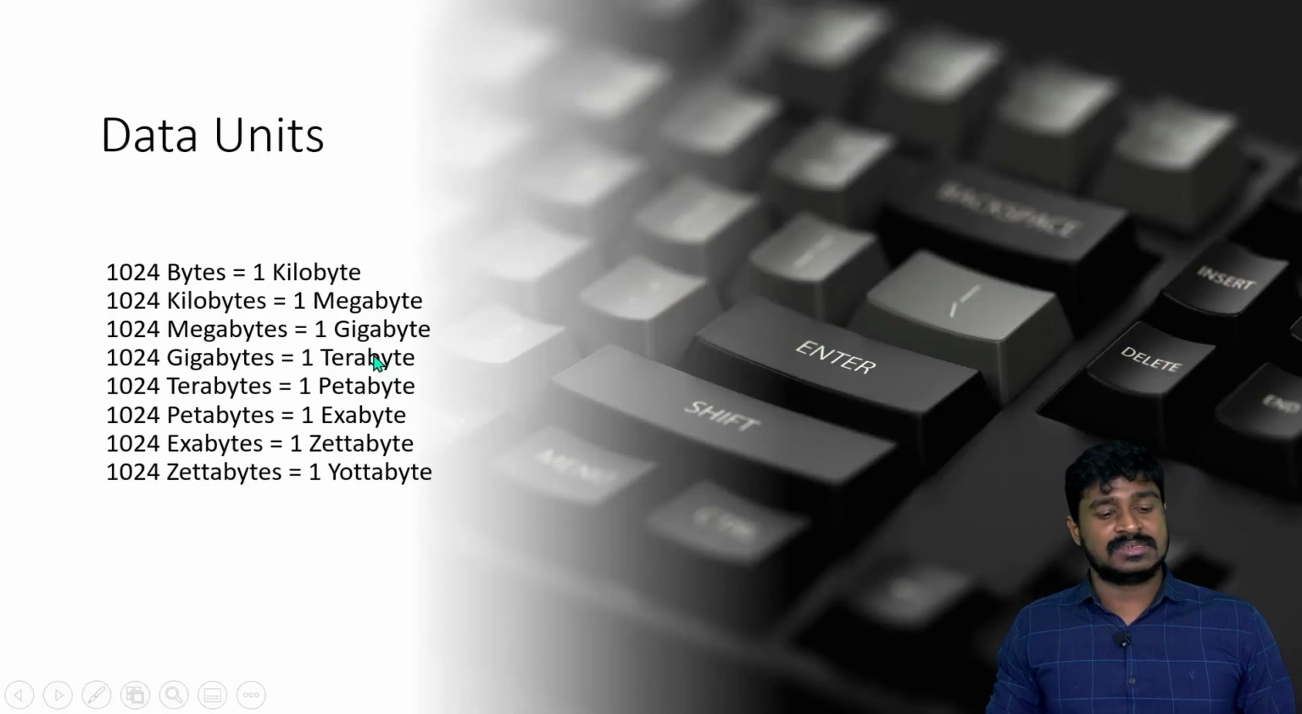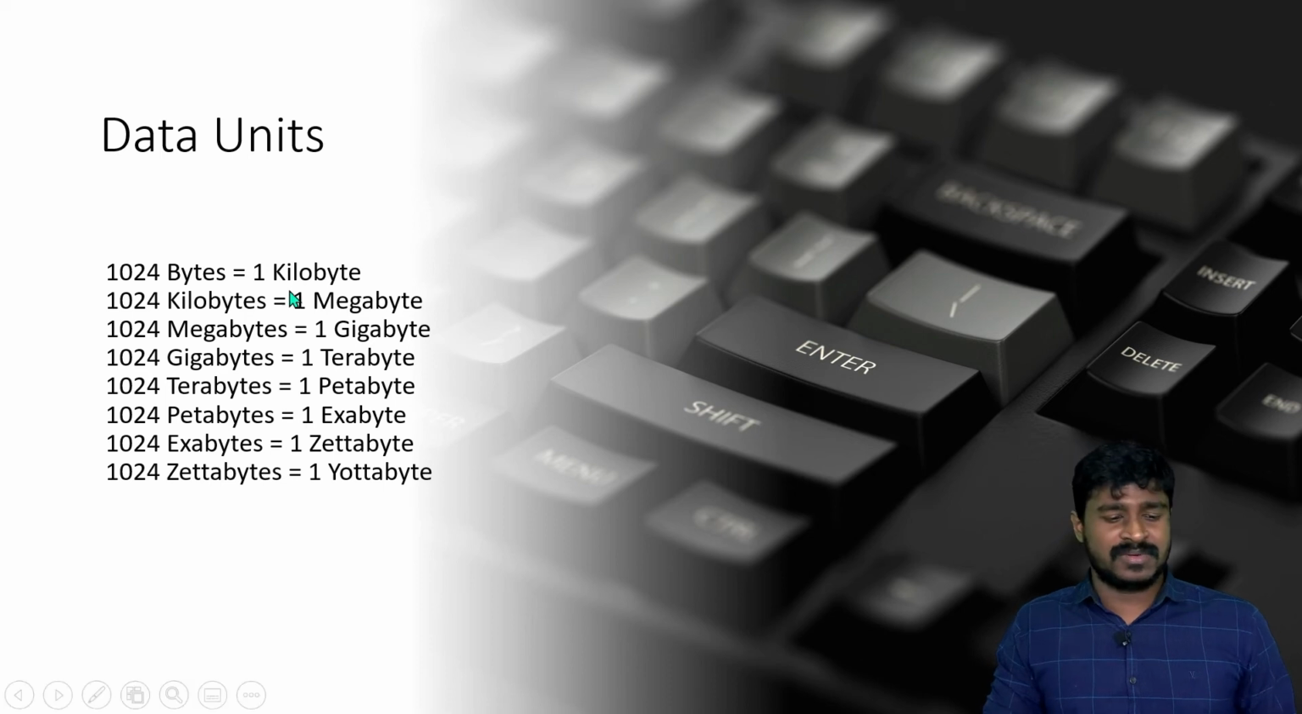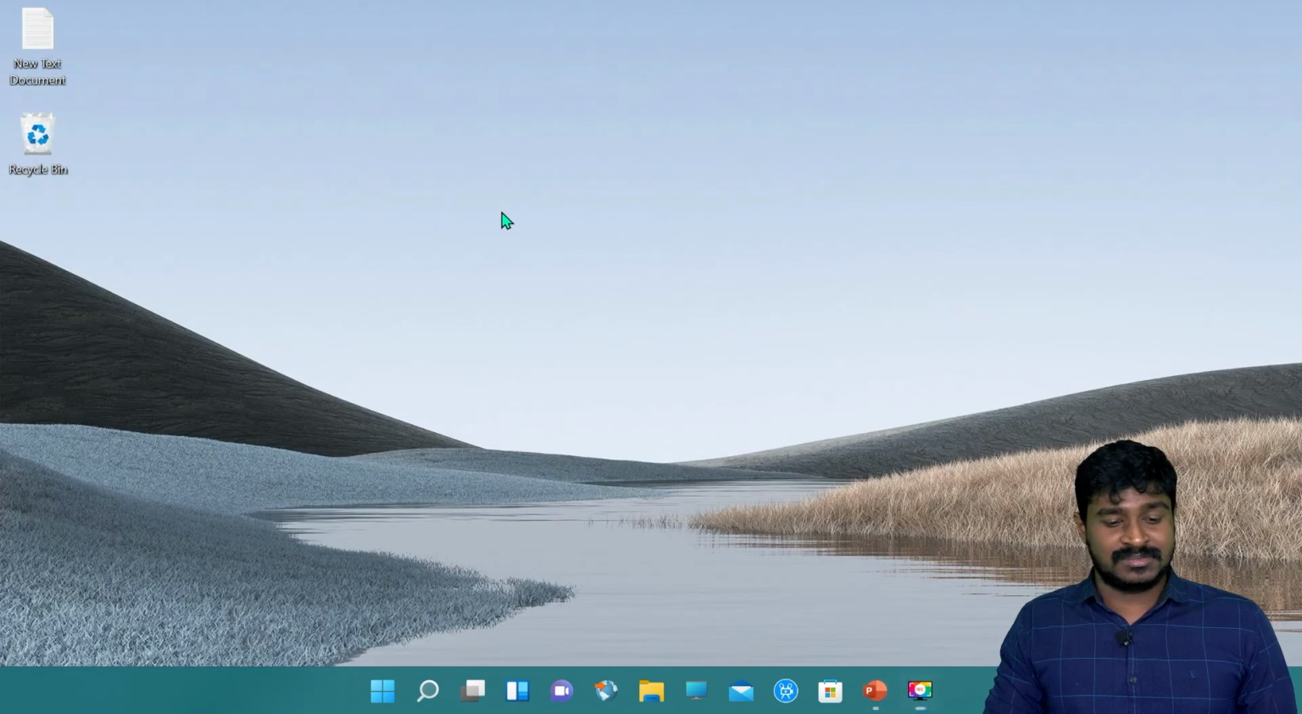So the next one is data units. This is a simple concept which every one of us will know, but even then, that is network. In a network, packets will most probably transfer in bytes. So we have to know about bytes and the other units also. Okay, 1024 bytes is 1 kilobyte, right? Same as that, 1024 kilobytes makes 1 megabyte or whatever. So a byte is nothing but a character. I'll explain that with a small example.